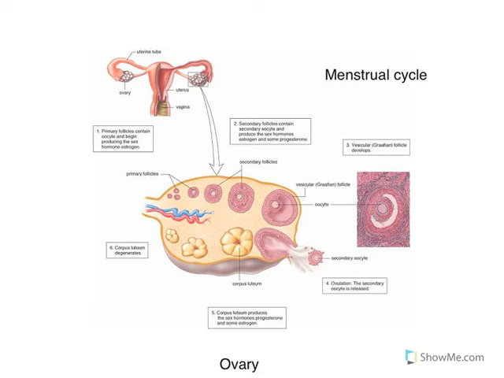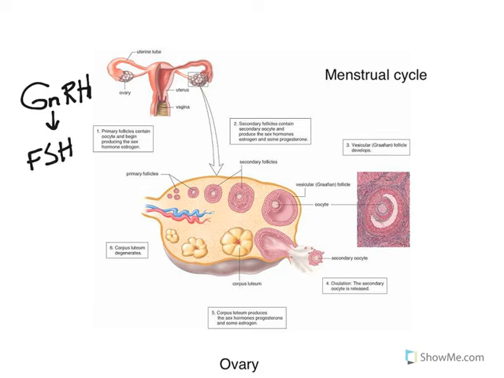It will be controlled by hormones coming from the hypothalamus, the anterior pituitary, and from the ovary itself. The first hormone that is going to be produced is going to be coming from the hypothalamus, and it's going to be GnRH, gonadotrophic releasing hormone, that is going to be affecting the anterior pituitary, causing it to release FSH.